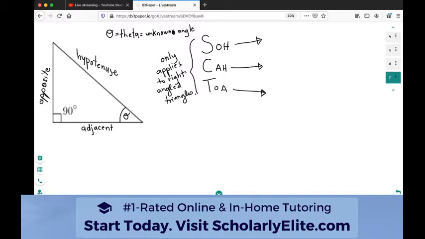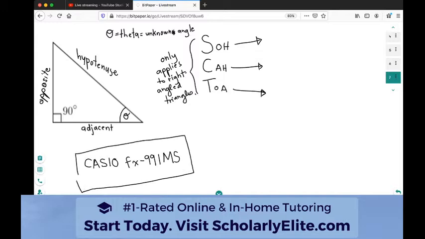So I use a calculator called the Casio, I'm going to write it down here because actually a lot of people ask me about this. The Casio FX991MS. This is the Scholarly Elite recommended calculator for high school. And actually, you can really use this calculator all throughout every math course. I have used this for every university level math course I've ever taken, and it has sufficed and actually been more than enough. I've used it for calculus, stats, everything.